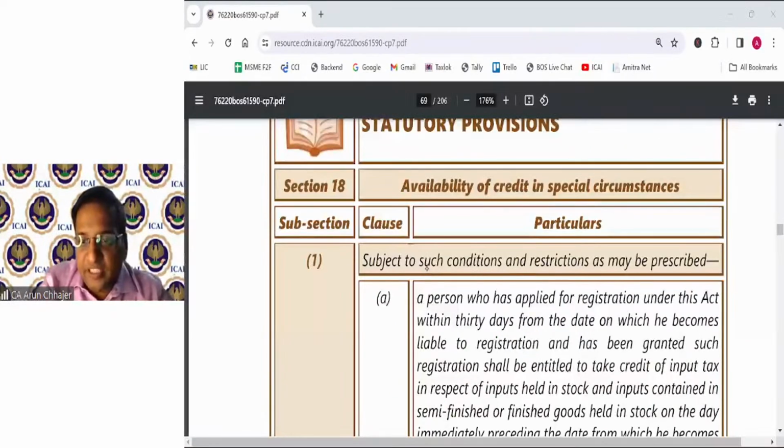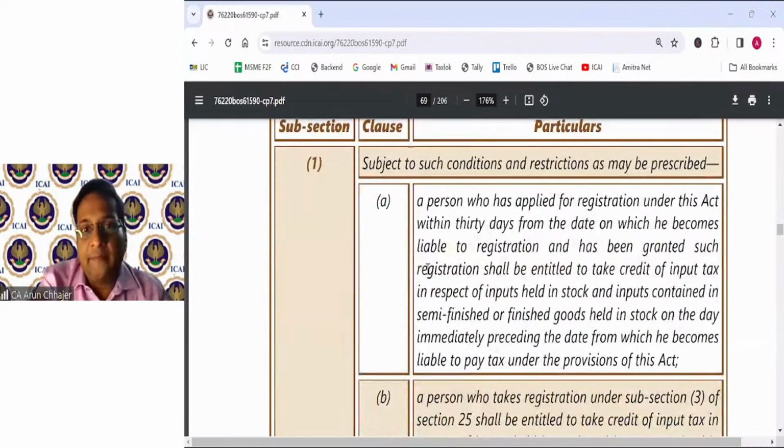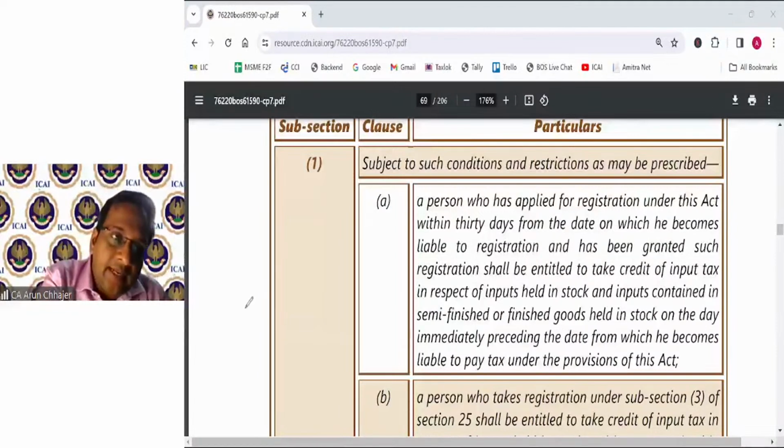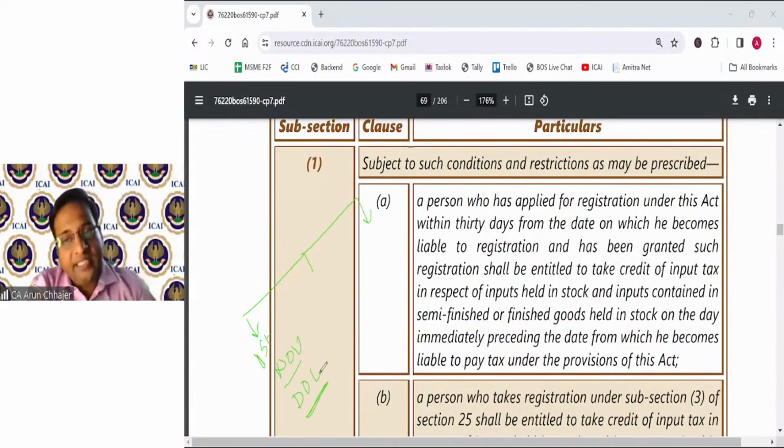Credit in special circumstances, that we have started. Let's read the clause A. So try to understand by taking 3 dates. The first date is 1st November. This is my date of liability, DOL. What is the DOL? The date on which I am liable to take registration.